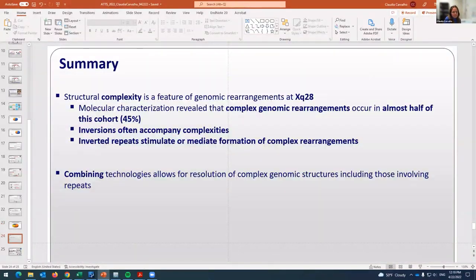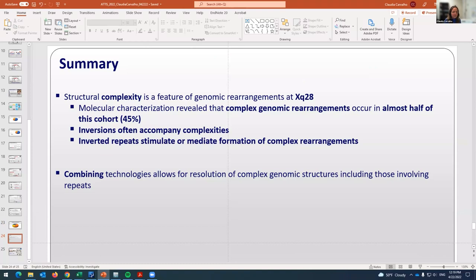In summary, structural complexity is a feature of genomic rearrangements at this region in Xq, but we also expect this to be a feature of other diseases that affect chromosome X, because the presence of inverted repeats is pretty high on this chromosome.